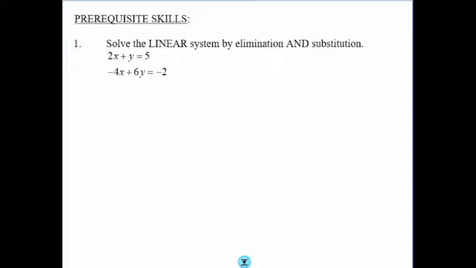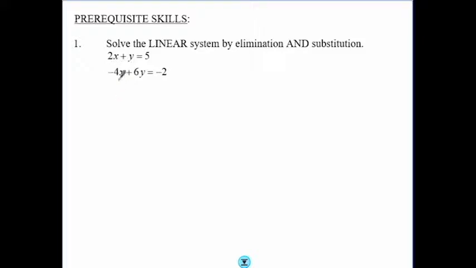First, we are going to solve a linear system by elimination and substitution, just like you did in Algebra 1. First, let's take a look at elimination. One way to solve this problem is by trying to get the x's or y's to cancel out. I'm going to cancel out the x's.